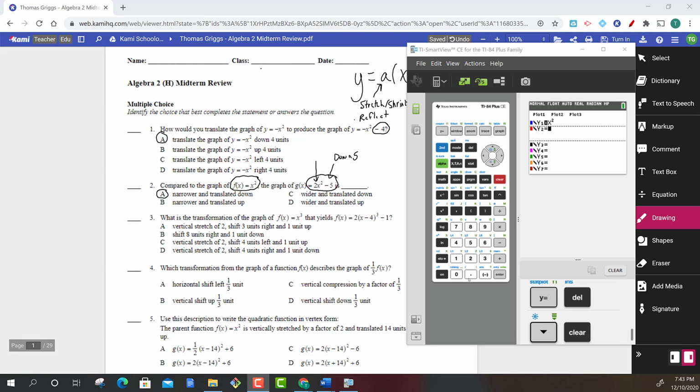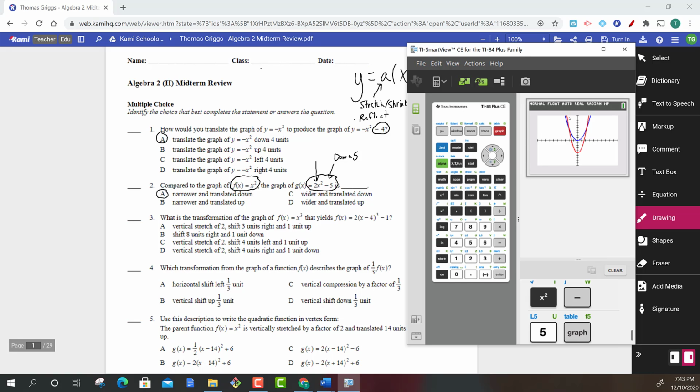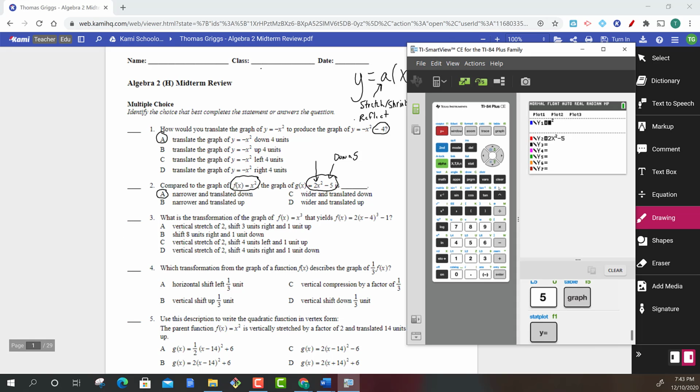But again, you can put in the parent, you can put in the new function, and just compare the graphs of the two. Again, you can see there's the parent in blue, and there's the new transformed function in red. Notice how it's skinnier, and it's also been shifted down 5 units. So use that graphing calculator as much as possible. Same thing on the next one.